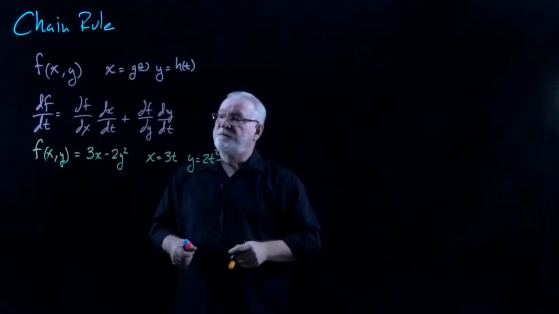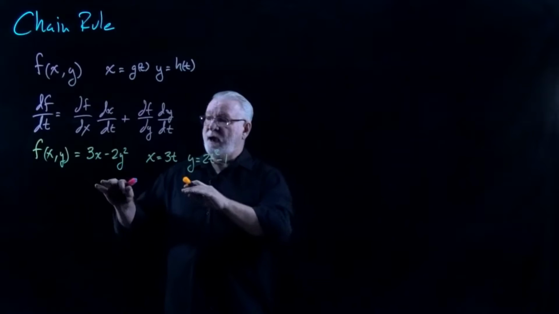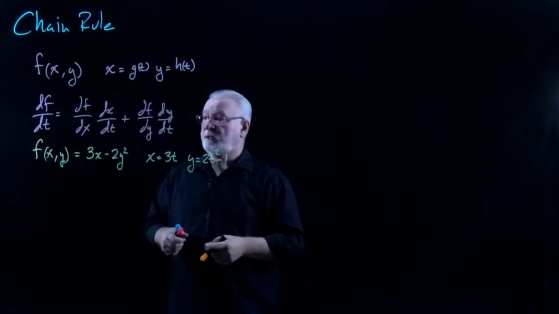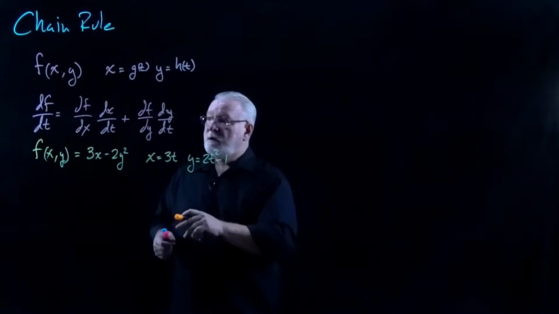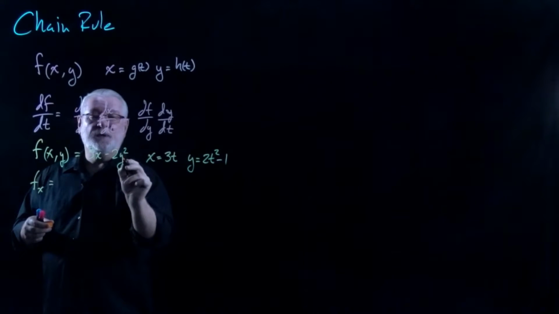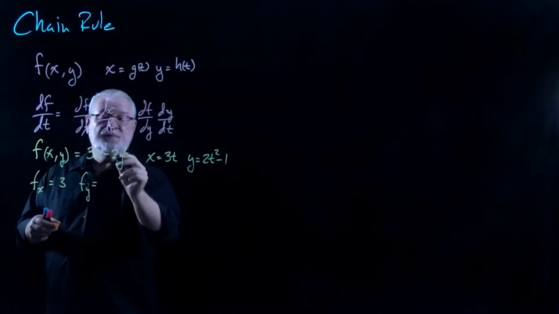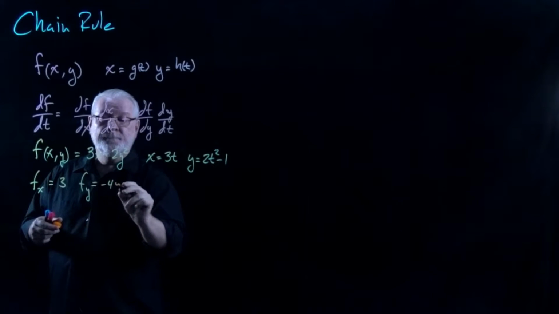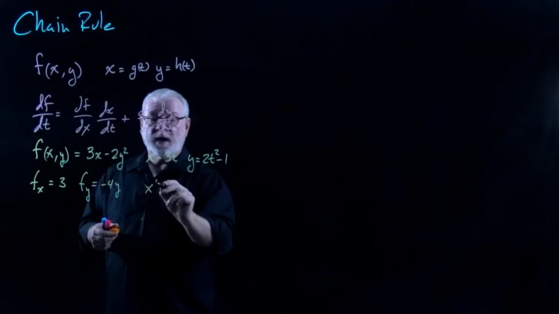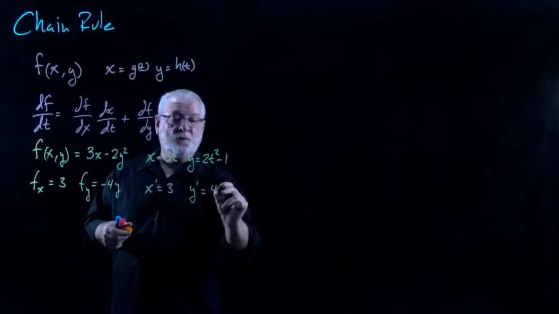Well, you can see in order to form the partial derivative up above, as well as the derivatives of x and y, I basically need to differentiate all of these things in order to form the products that I'm ultimately going to multiply. Well, let's go ahead and do that. First, the two partials of the original function. I need fx, and of course that's going to be just 3, a constant. I need fy, and that's going to be negative 4y. And then I need the derivatives of x and y in terms of t. x prime is going to be equal to 3, and y prime is going to be equal to 4t.